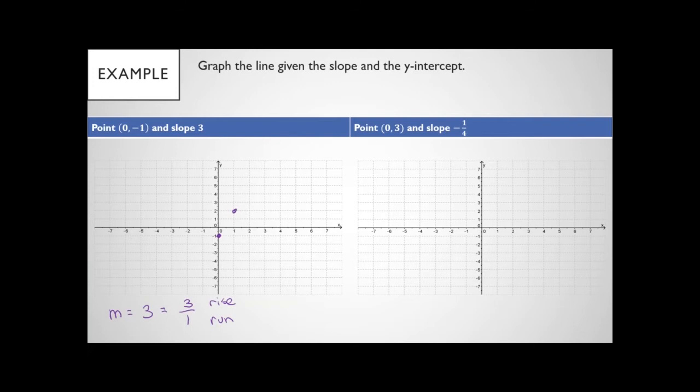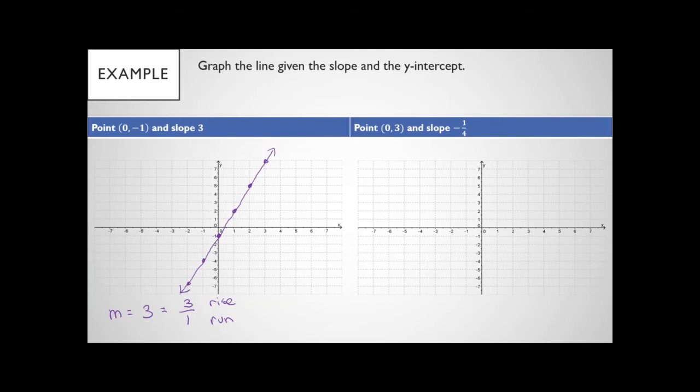And you can keep doing that. Count up 3/1, up 3/1. And you can even do the reverse. I can go down 3, but then I need to go left 1. Down 3, left 1. And so you can see, if I connect these, that will give me my equation for a line.